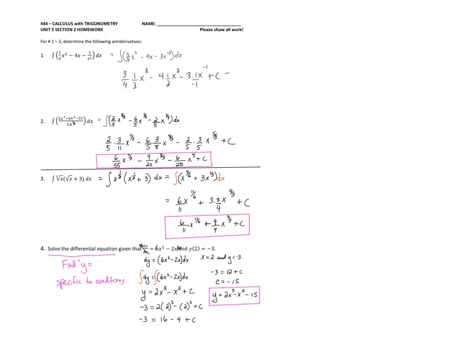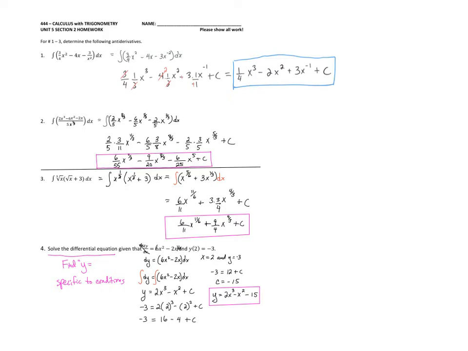Put a plus c, and now all I need to do is go back and clean up. Well, in this first term, I've got a 3 and a 3 that can cancel, so it's just going to be 1/4 x to the third. Then in this second term, I've got a 4 and a 2, which can reduce to a 2 in the numerator. So I'm going to have minus 2x squared. I've got a negative and a negative in the third term, so that's going to become plus 3x to the negative first, and then plus c. And there's my answer. We're good to go.